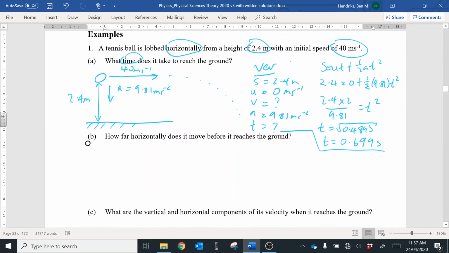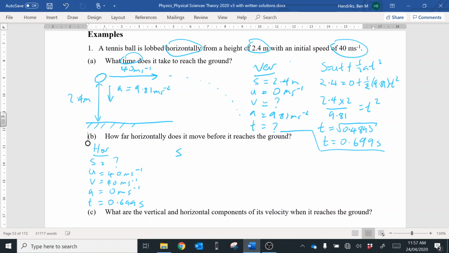Okay, so the next part, they've asked how far horizontally does it move before it reaches the ground. So this time we're going to consider our horizontal components instead. We're not sure how far it goes. We know that this is 40 metres per second, which means that our final velocity is also 40 metres per second because our acceleration is equal to 0. And it takes the same amount of time for our ball to hit the ground in the horizontal and the vertical, so 0.699 seconds is our time.